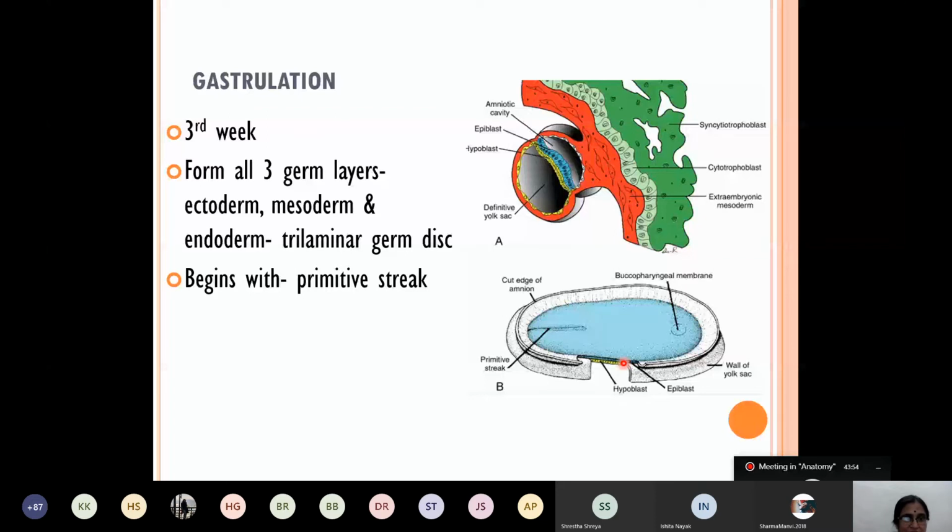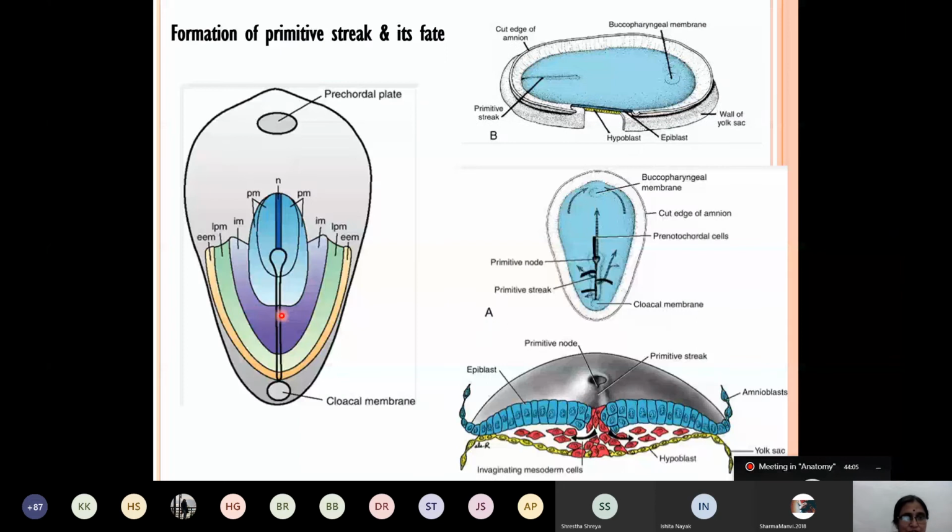This is the primitive streak here. This is very important. We will ask in the spotter. This picture you should remember. This is the primitive node. This is the streak. This is the groove. And the cranialmost part here is the prechordal plate, buccopharyngeal membrane. This is the cloacal membrane. Here you can see the migration of the epiblastic cells giving rise to the 3 germ layers in the period of gastrulation: ectoderm, mesoderm and endoderm.